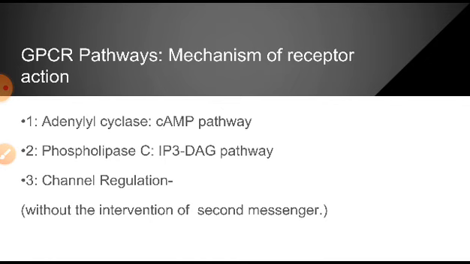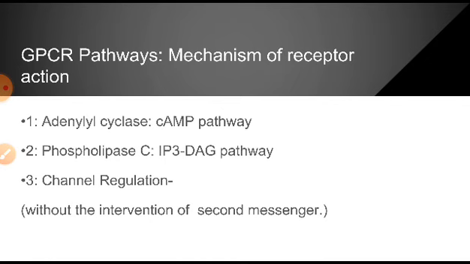With this understanding we will move on. There are three different mechanisms that the GPCR produces. Number 1 is called the adenylyl cyclase or cAMP pathway. Second, the phospholipase C or IP3-DAG pathway. Third is channel regulation. In channel regulation, there is no need of any second messenger, but in the first two there will be a second messenger.